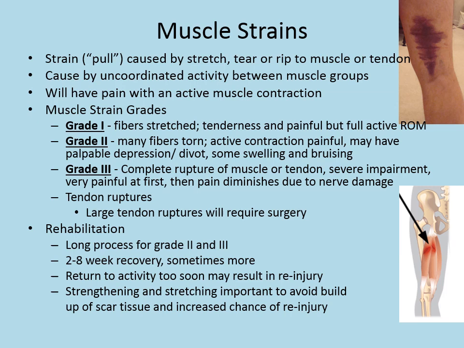As far as a moderate or grade 2 strain, we'll have many fibers of the muscle torn. Active contraction will be painful, so if they're curling their heel to their butt when they have a hamstring strain, that will hurt. And also if we were to muscle test that hamstring, they would have some decreased strength possibly, or probably. They may have a palpable depression or a divot, so we may actually be able to feel when they do an active contraction, or if they're laying on their stomach, an indentation in their muscle that shouldn't be there. They will have possibly some swelling and bruising.